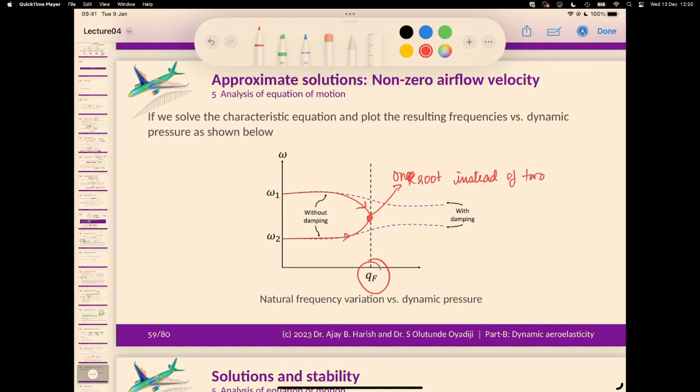Now, this is there in the earlier slide, if you plot your damping ratio versus the velocity, as the speed increases, this increases. If you remember, our damping was a function of the velocity or Q. After a certain point, it starts to decrease and then it goes to zero. This is your critical flutter speed.